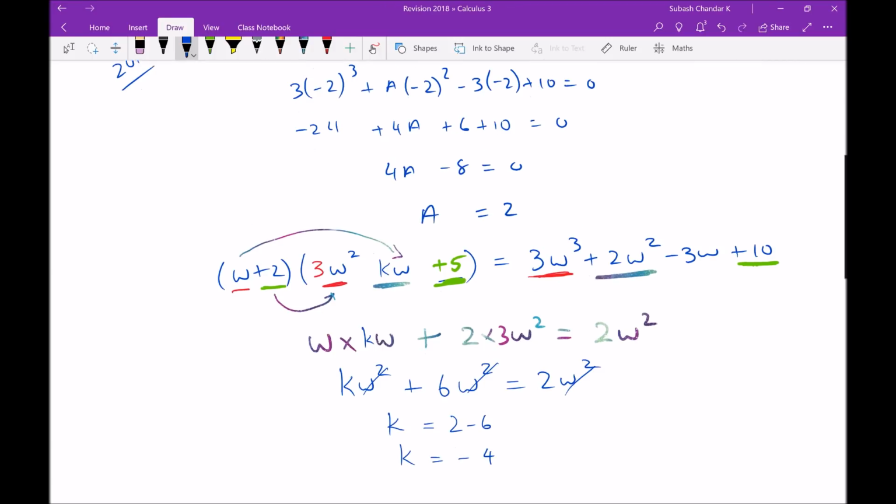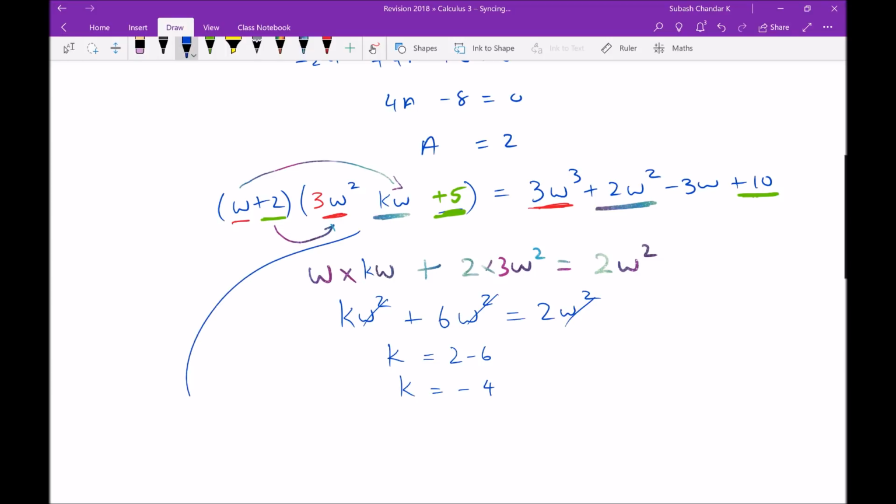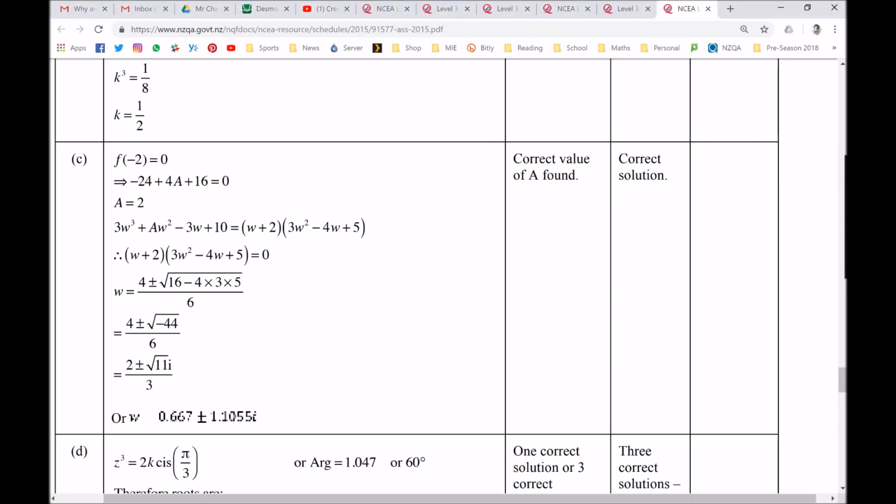So in other words, what I have is w plus 2 multiplied by 3w squared minus 4w plus 5. That's the other factor. Now this factor, if I go back to that quadratic, I can put it in the quadratic formula and get it into that nice answer right here at the bottom. Okay, that's one way of doing it.